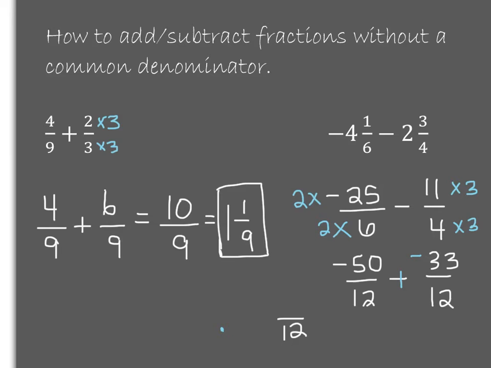When you add negatives, you keep the sign and add. Negative 83 over 12, and then I could change that back into a mixed number. It's going to be negative 6 and 11/12, because 12 fits into 83 6 times, which gets you as far as 72, and then there's 11 remaining to get to 83.